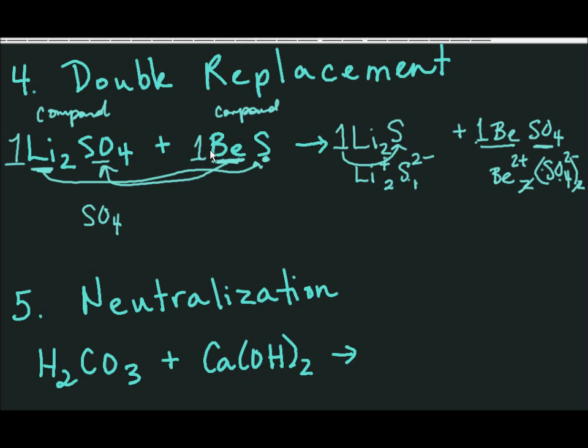Alright, so that is your double replacement reaction. So 2 compounds, they switch partners. The metal from compound 1 takes the non-metal from compound 2, and then the non-metal from compound 1 is going to make a compound with the metal from compound 2.